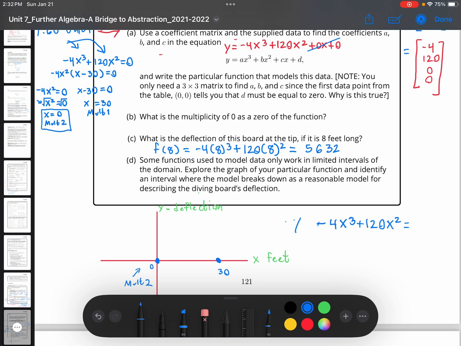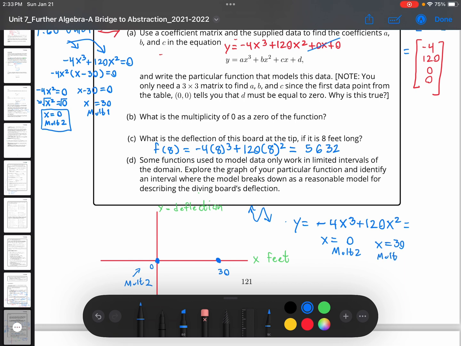Remember, we said that this is degree 3 and negative, so we know that it looks something like this, right? Remember, left hand up, right hand down. And then we also know that the zeros of the function were x equals 0 with a multiplicity of 2, and x equals 30 with a multiplicity of 1. All right, so I'm going to answer that question for you.